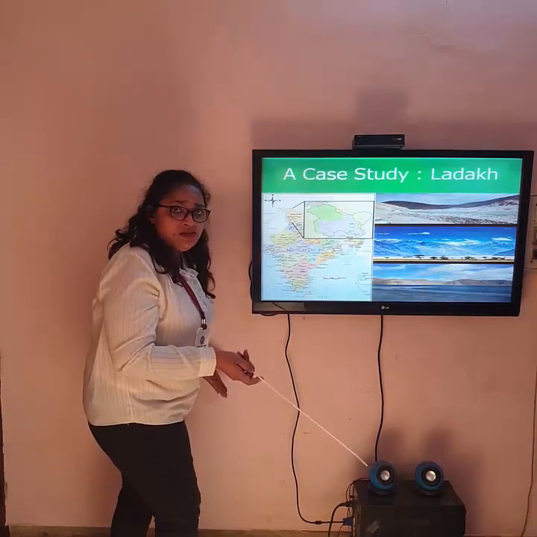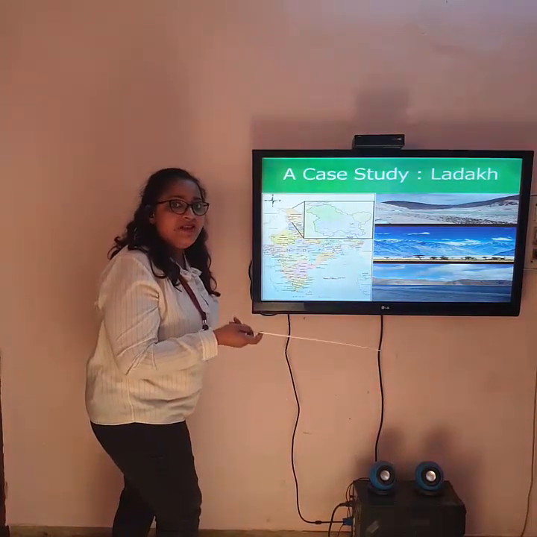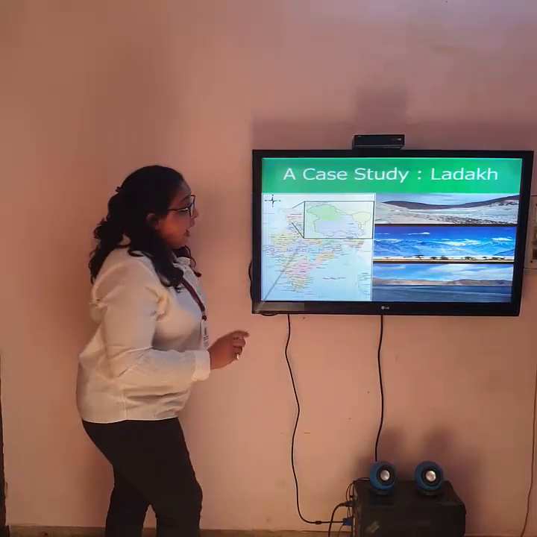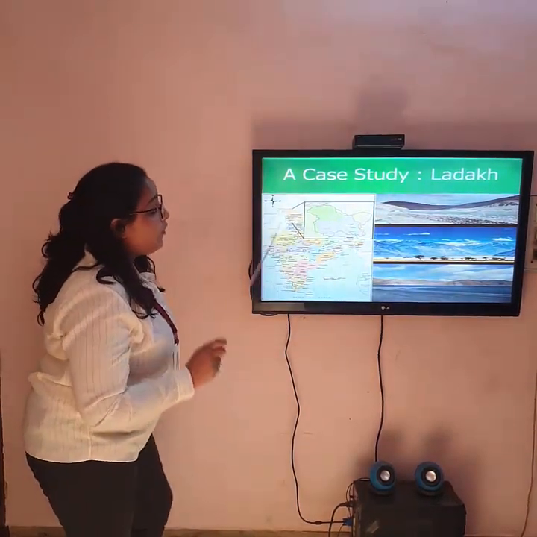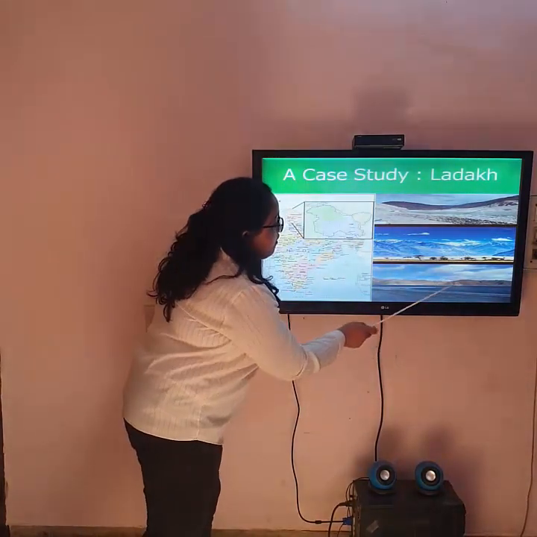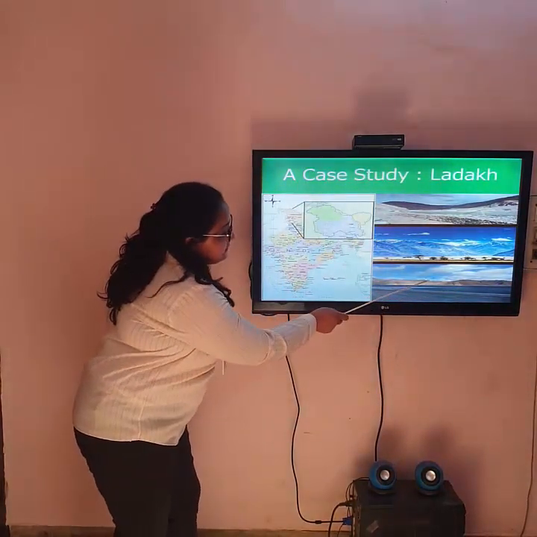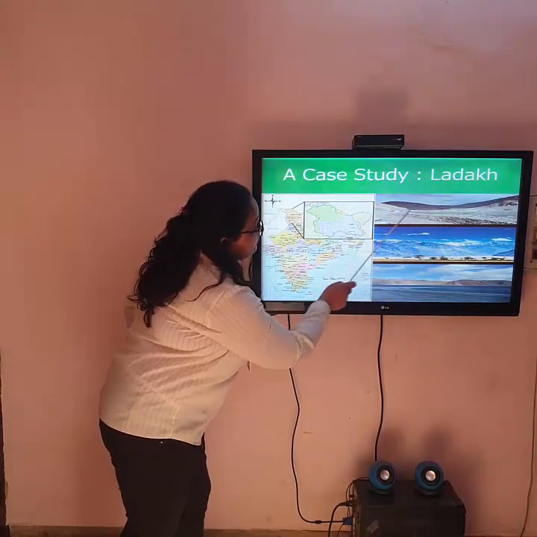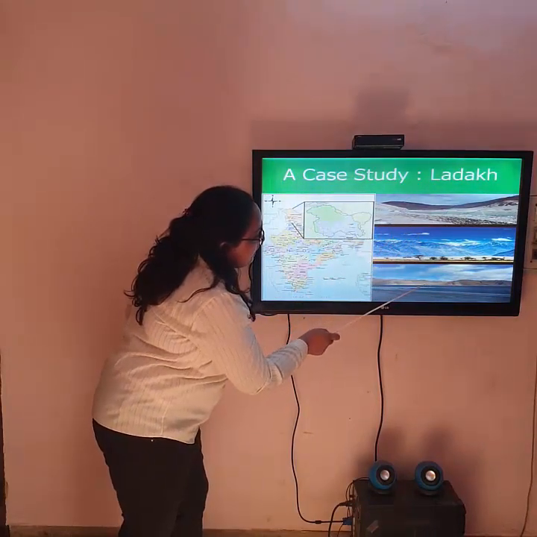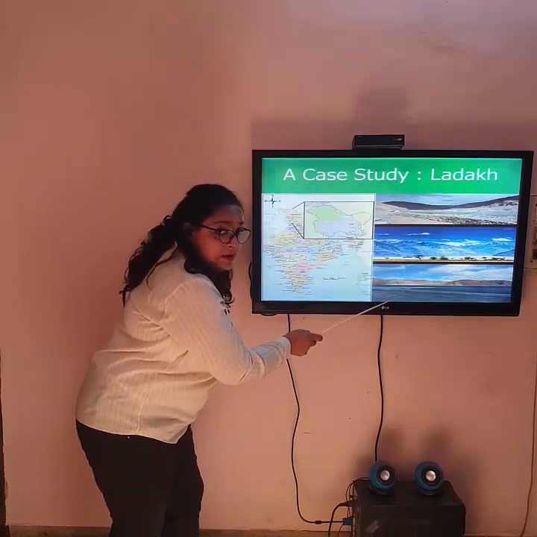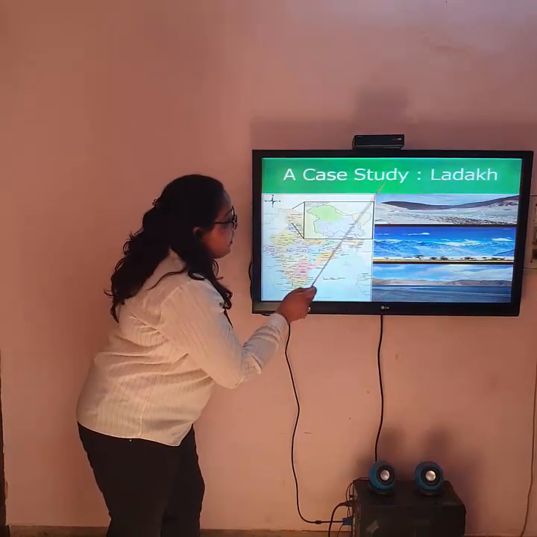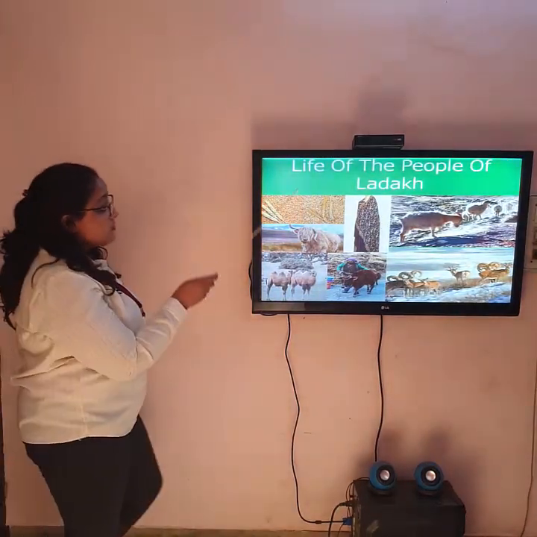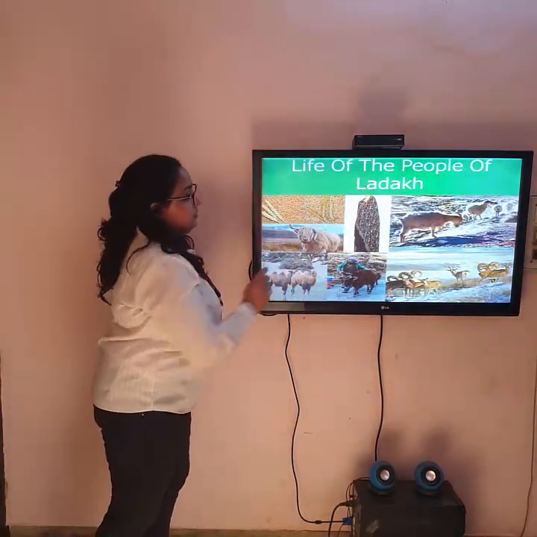very little because the climate is not very favorable for the cultivation of crops, and people have to wait for the melting of the snow for drinking water in the summer season. You can see here how the snow is going to melt, and they have to wait in the summer season for drinking water and depend on the melting of the snow. Life of the people of Ladakh.